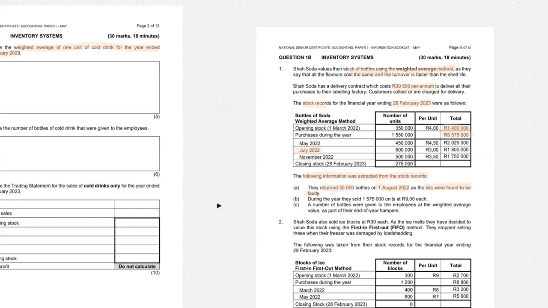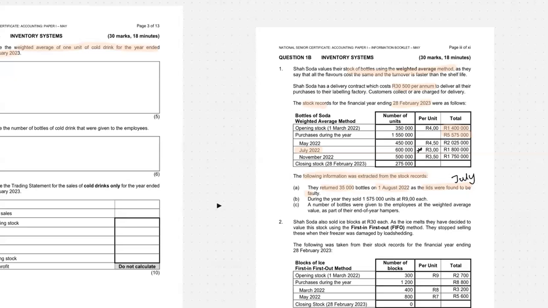And then during the year, they sold 1,575,000 units at 9 Rand each. That's for our sales amount. And then the number of bottles are given to the employees at the weighted average value as part of their end of year hampers. That is information that will be relevant, I think, in the next questions. So now we're just calculating the weighted average of 1 unit of cold drink.